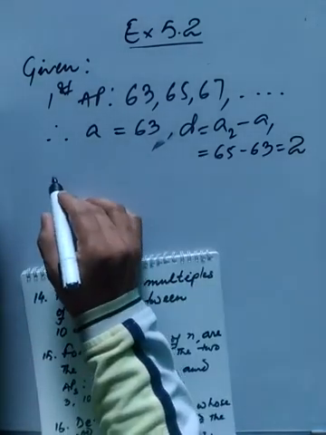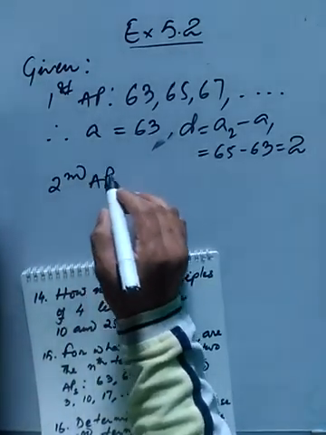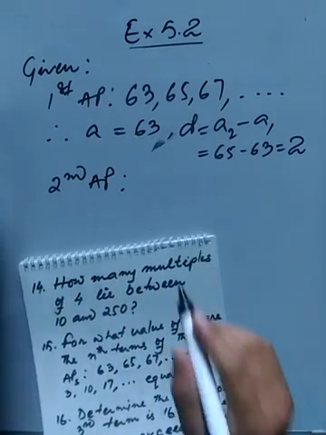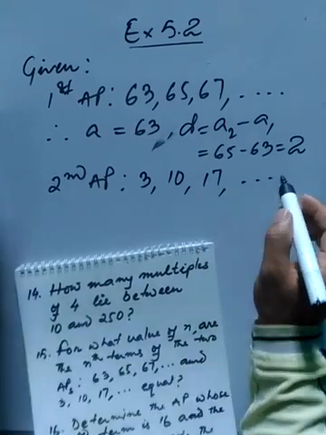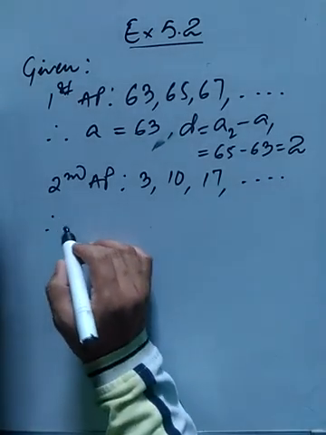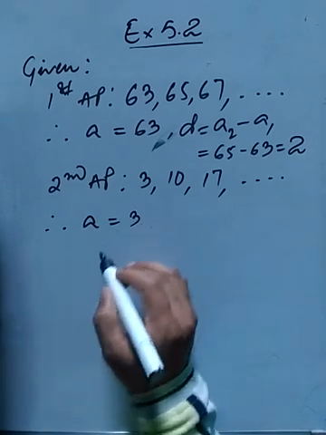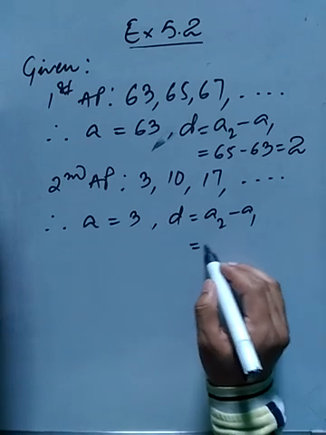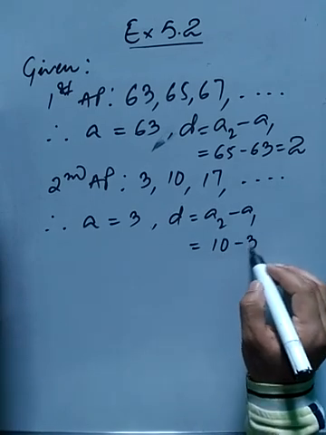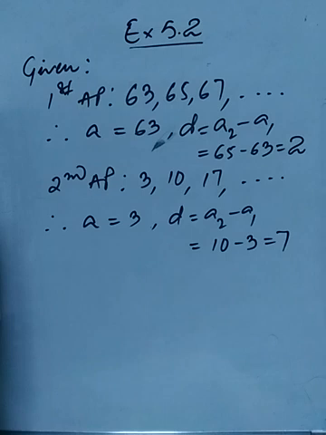Okay. So now let me write the second AP. What is the second AP here? 3, 10, 17. So the first term is 3. Common difference is A2 minus A1, so we get 10 minus 3, which is 7. So for these two APs, we have found the first term and the common difference.